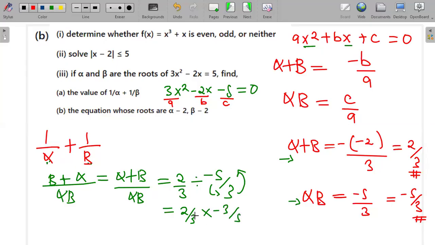Okay, and then from here we see that this 3 and this 3 are going to cancel. So here I'm remaining with 1, and here 1. So I'll multiply 2 by minus 1, I get minus 2, and then 1 multiplied by 5, I get 5. So this here, the minus 2 over 5, is the value of 1 over alpha plus 1 over beta. All right, so any questions there, guys?